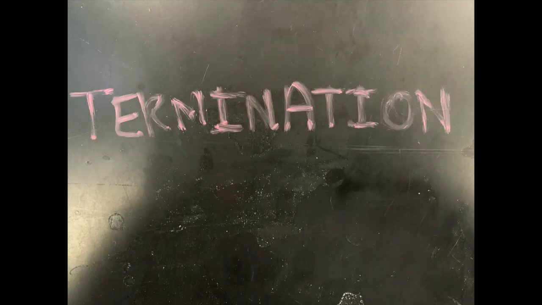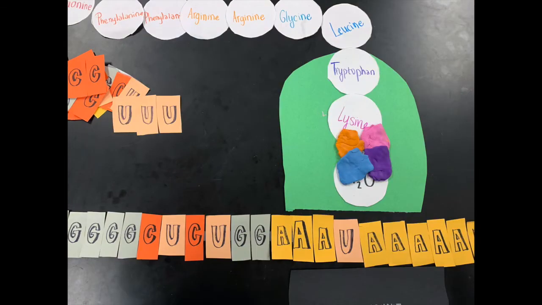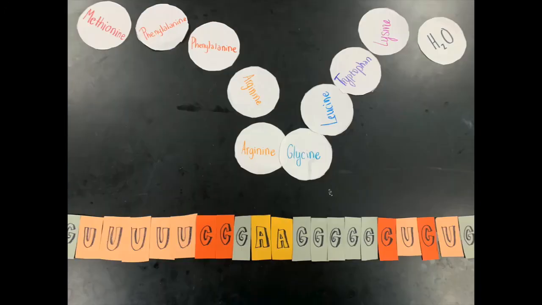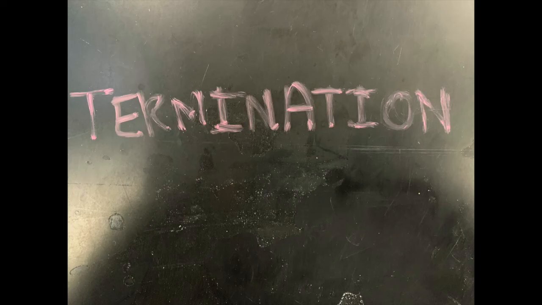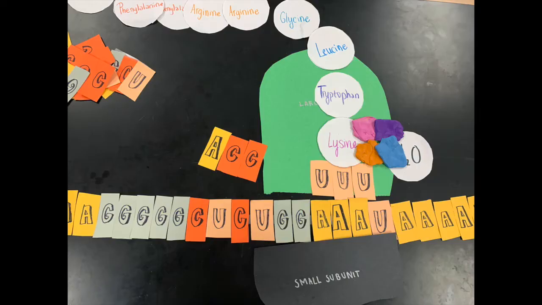The final step is termination. Elongation ceases when there is a stop codon of the mRNA strand located in the A site of the ribosome. The stop codons are UAG, UAA, and UGA. A protein called the release factor binds to this stop codon. A water molecule instead of an amino acid is added to the polypeptide chain.